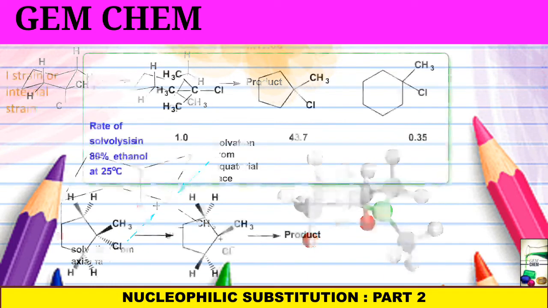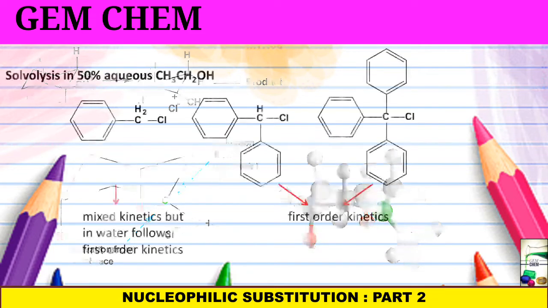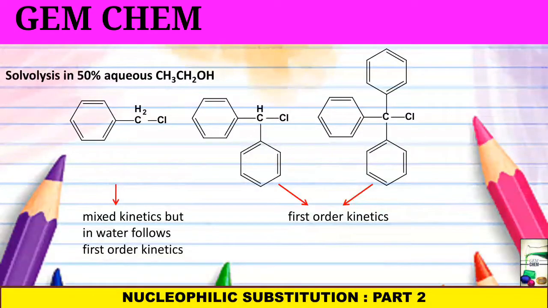When the nucleophile tries to attack from the downside, that is the axial face, it will face steric hindrance, whereas when equatorial face attack takes place and the solvation occurs, there is no strain. So we consider the attack always to be from the equatorial face. Now we are going to see another example where we are taking phenyl rings.